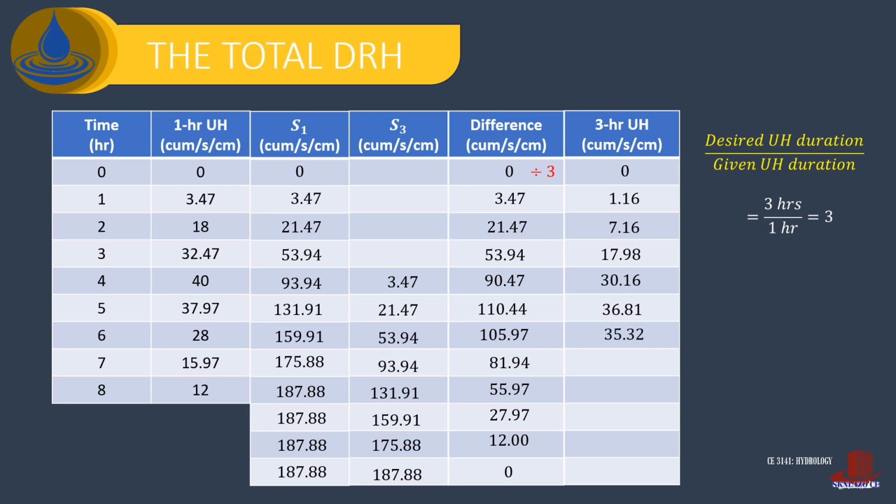105.97 divided by 3, which is 35.32. At T6. At T7, 81.94 divided by 3 is 27.31. T8 has 55.97 over 3 or 18.66. At T9, 27.97 upon 3 is 9.32, with 12 over 3 or 4 at T10. This is the 3-hour unit hydrograph using a different time interval from the premise.